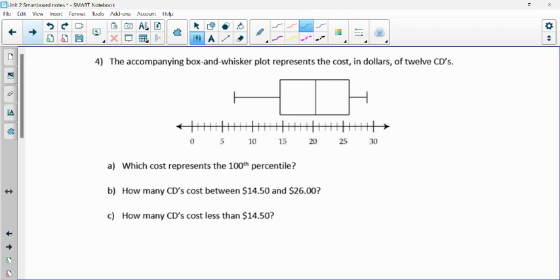So what cost represents the 100th percentile? 100th percentile means the max. Okay, that's another way of saying the max. So what's the maximum value for this? 29. If you look, the max is on the right side, and that's not over to 30, it's over 1 tick mark, so this would be 29. So $29 would be our maximum price for the CD that was in our data set.